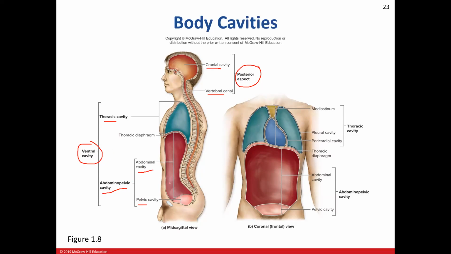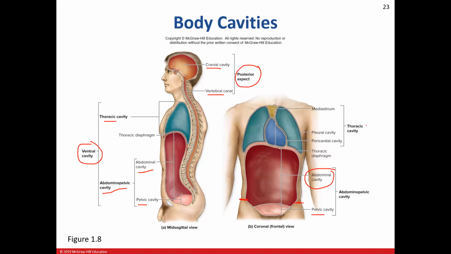All right, so you can look here on the picture. This is the side view, and then you can see it from the front view here. Here is the abdominal cavity. Okay, your hip bones are right here, here, and here. And here's your pelvic cavity. Okay, so we subdivide the abdominal pelvic cavity into the abdominal cavity and the pelvic cavity.